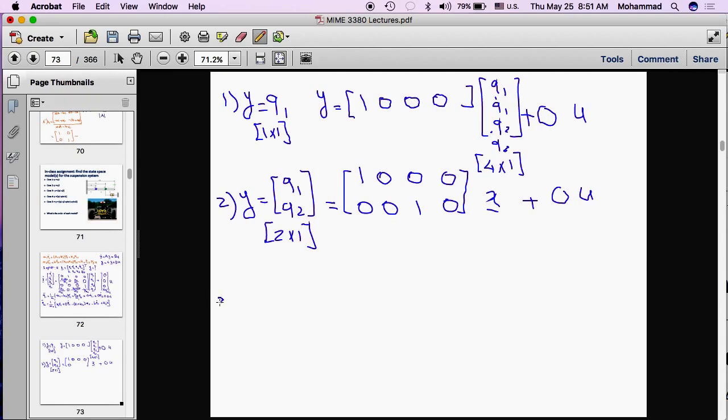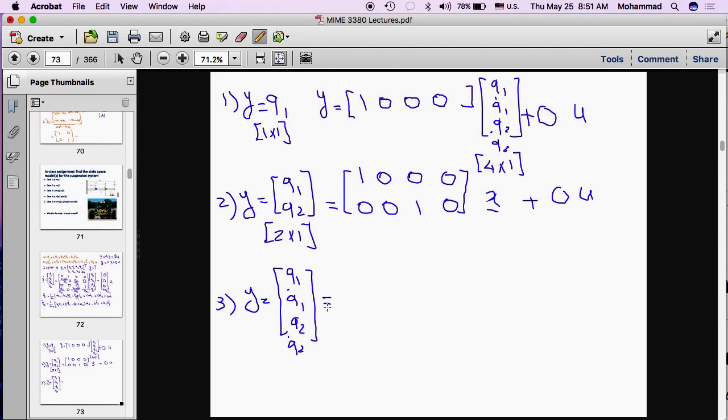Let's look at one more possibility. What if I told you I want them all? So I want y to include Q1, Q1 dot, Q2, and Q2 dot. All of them I care about. I want to know exactly how this system behaves, both in displacement and velocity. So what is the dimension of y now?